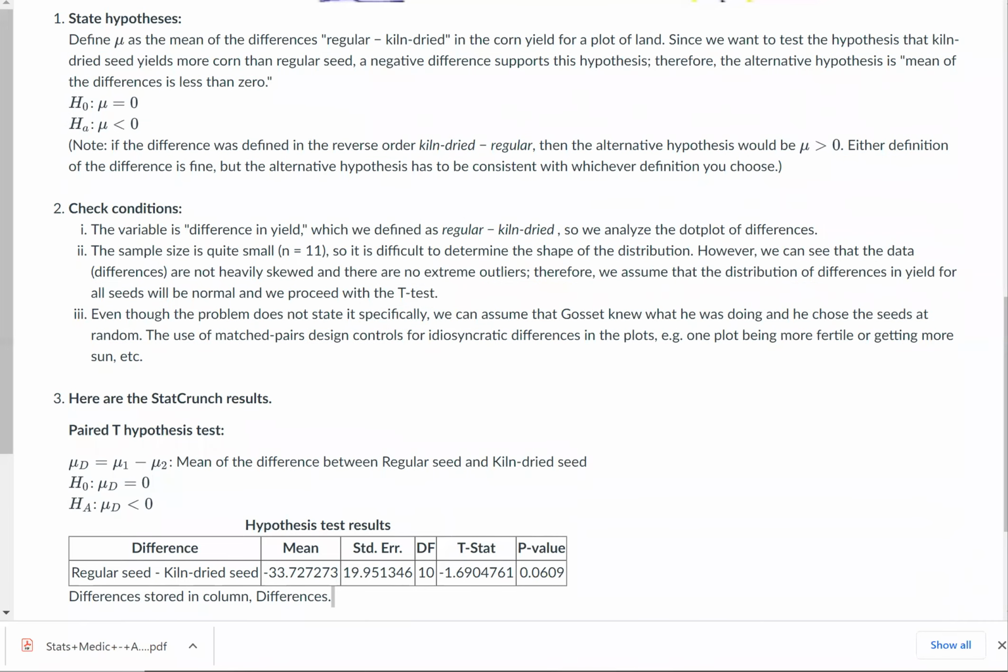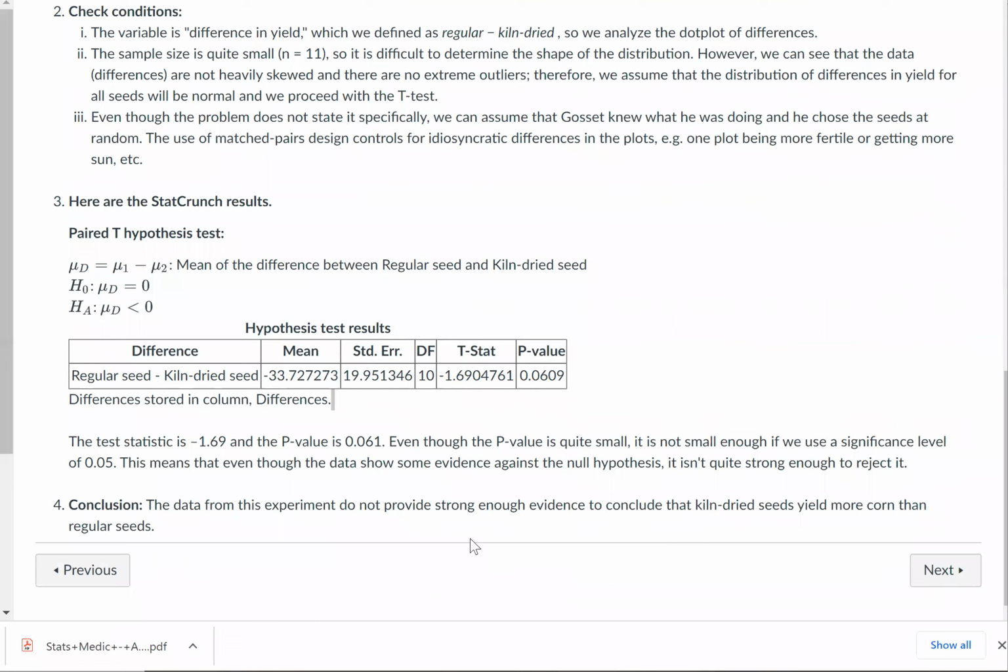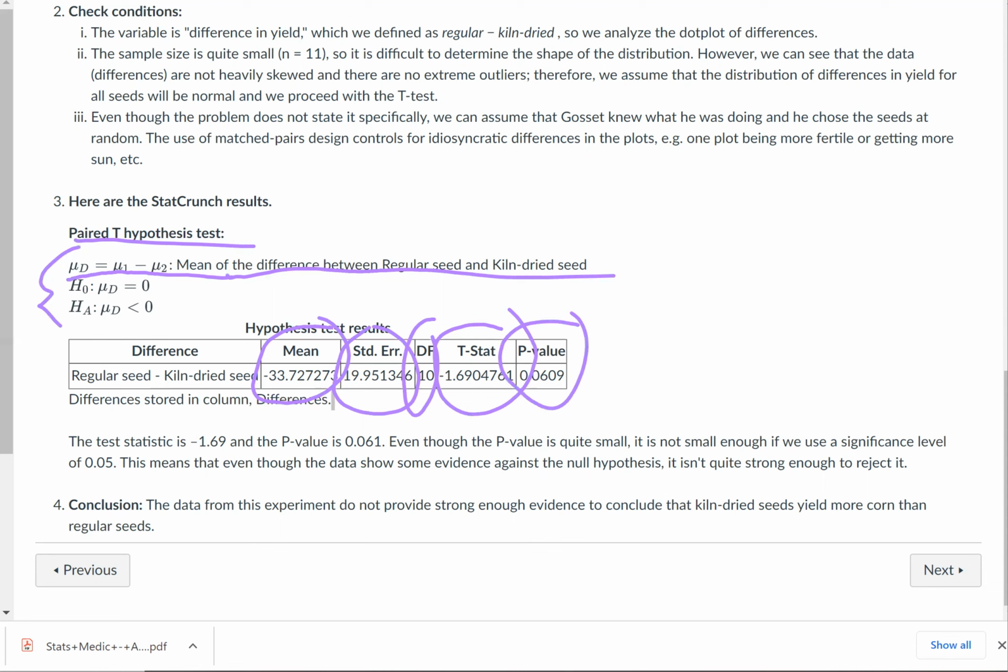Now, let's see the results from StatCrunch. Once I put these numbers in, the paired t hypothesis test, mu1 minus mu2, the mean of the differences between regular and kiln dried seeds, I put in the null hypothesis that mu of the differences is 0, and the alternative that mu of the differences is less than 0. We got that the mean is negative 33.72, et cetera. The standard deviation is 19.95 or so. The t-statistic is negative 1.69, and the p-value is 0.0609.